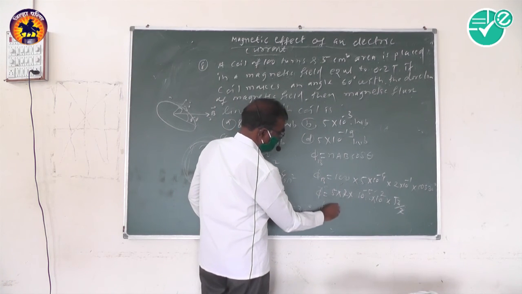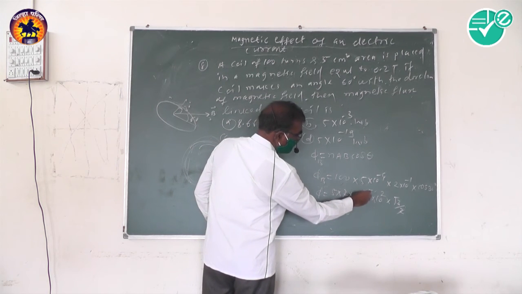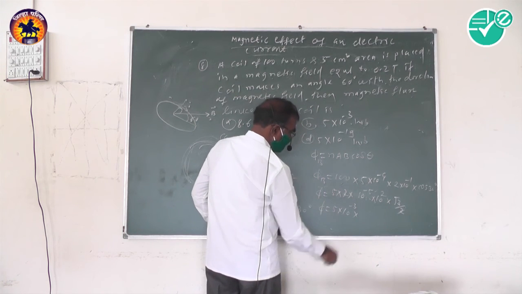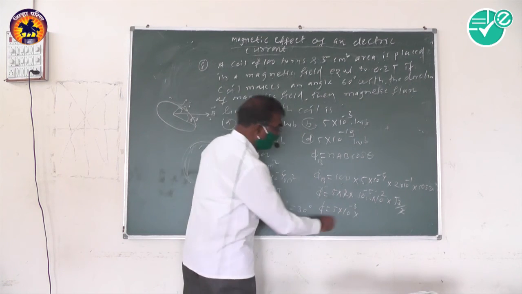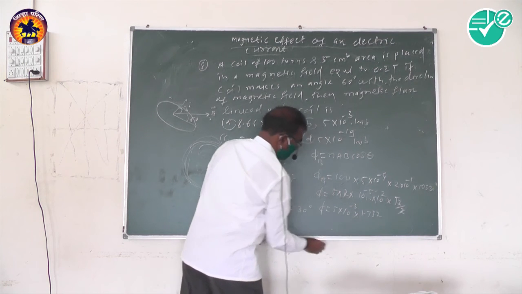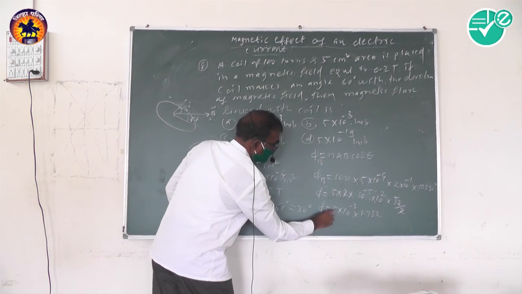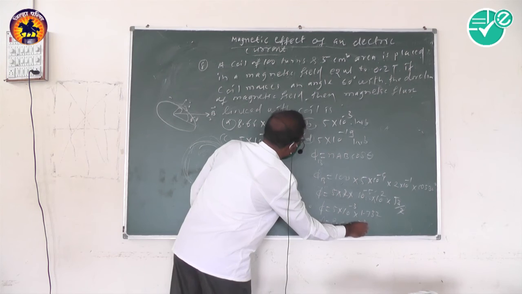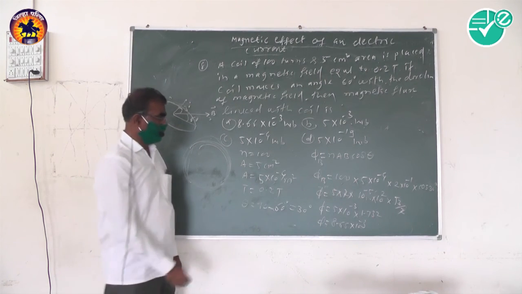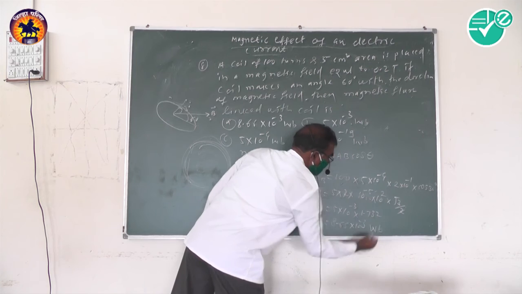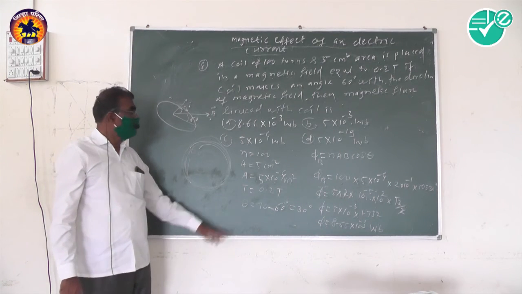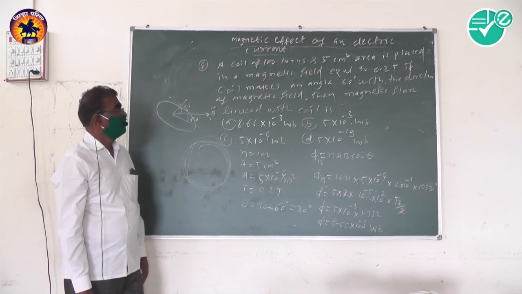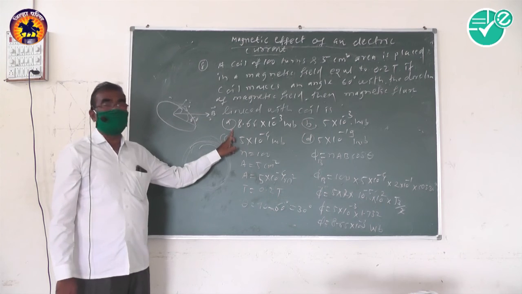That is 5 into 10 raised to minus 5, into 2, that is minus 3, into root 3. The value of root 3 is 1.732. That is 5 into 1.732, which is 8.66, into 10 raised to minus 3. Weber is the SI unit of magnetic flux. So 8.66 into 10 raised to minus 3 Weber is the answer. The multiple choice A is correct.